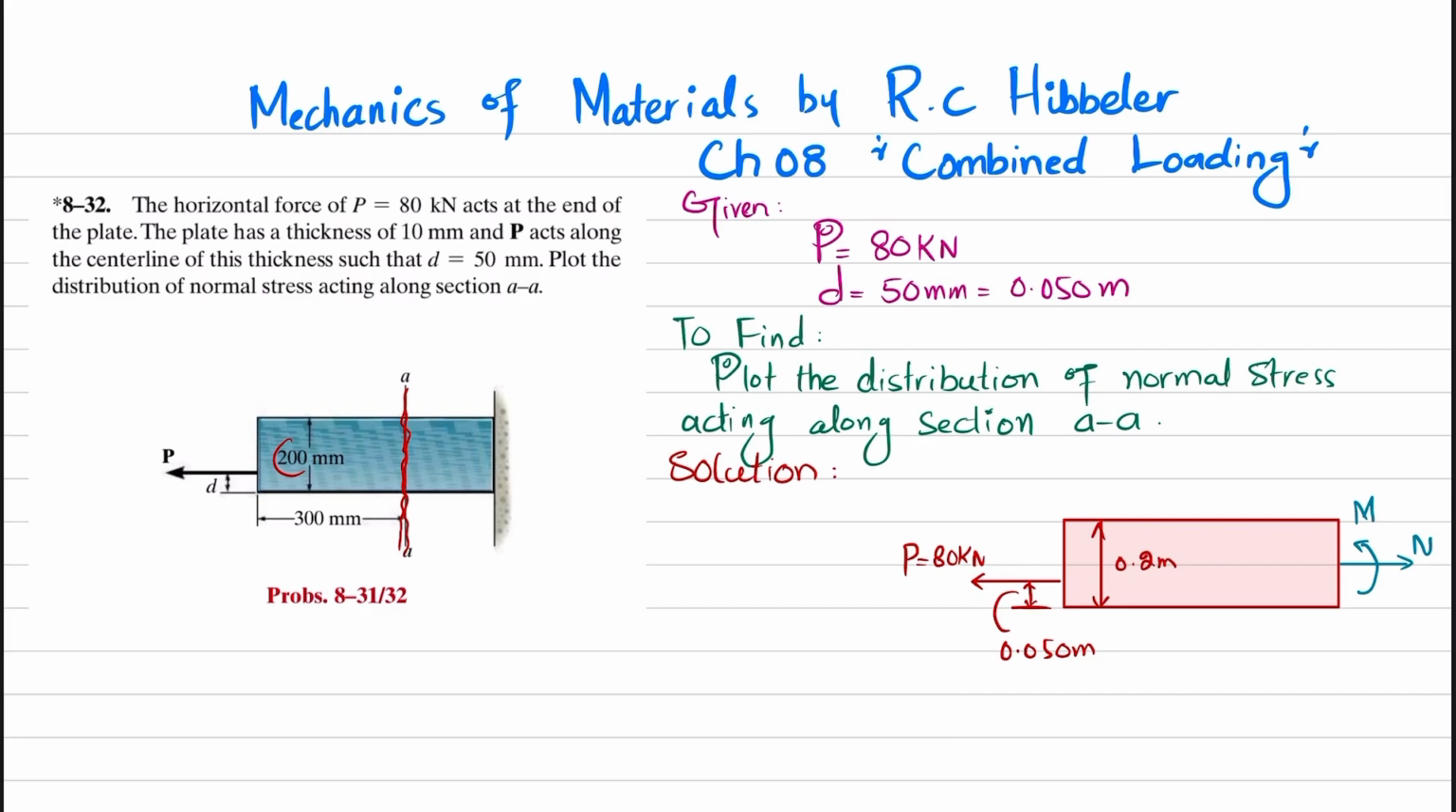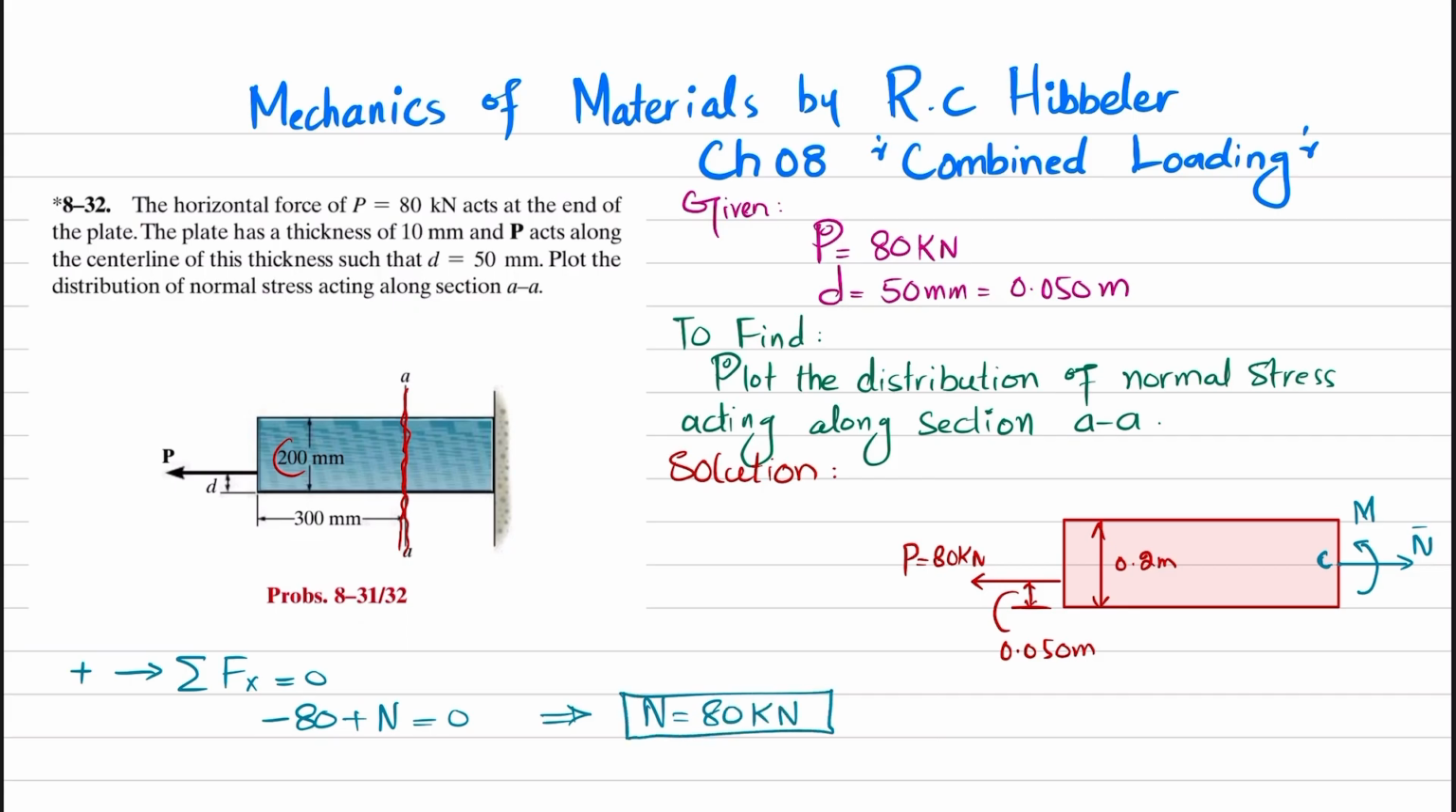Clear? So what we will do is find this M and normal force N. Let this point be point C. By using the equation of equilibrium, the sum of all forces along the horizontal direction must be equal to 0, and force in this direction is taken as positive. So minus 80 kilonewton plus N is equal to 0. So minus 80 plus N is equal to 0, which means that N is equal to 80 kilonewton.